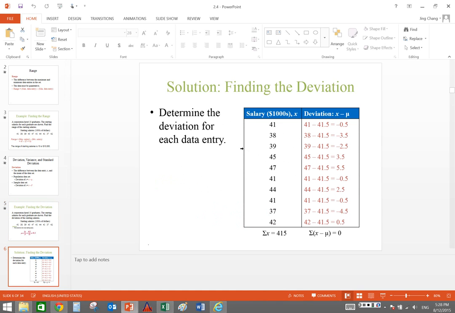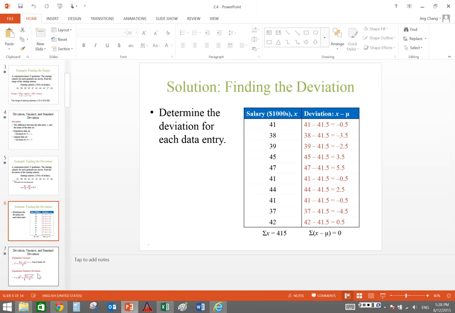Okay, now let's use a table to calculate the deviation for each number. So for the first number, 41 minus 41.5, that's negative because the salary is below the population mean. And so does the second number, and that's also negative. 45 is higher than the population mean, so the deviation is positive. So you should find the deviation for each data entry. Some are positive, some are negative. It could be 0 if it is equal to the population mean.